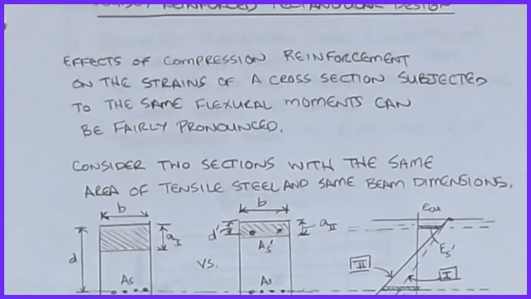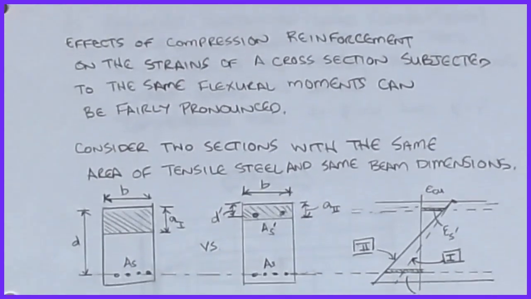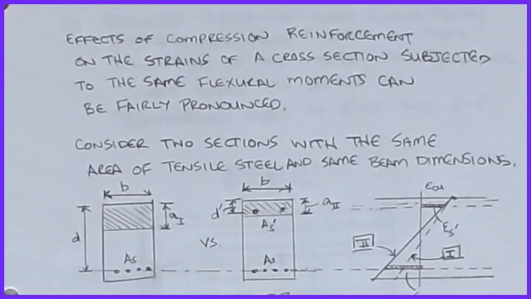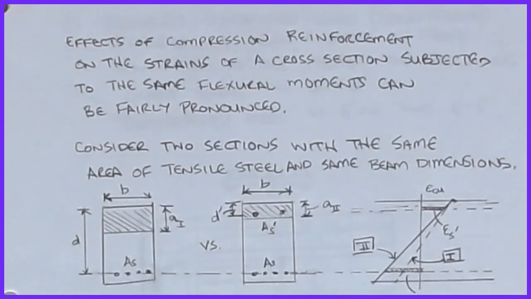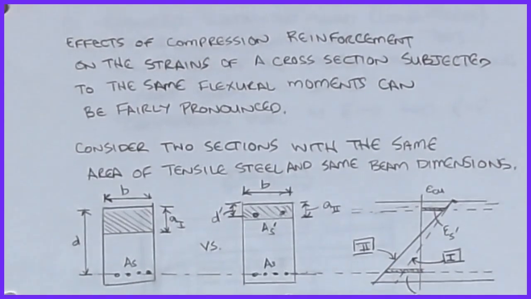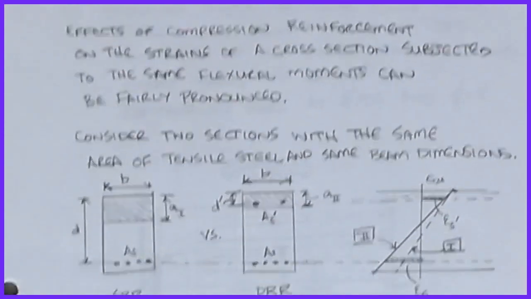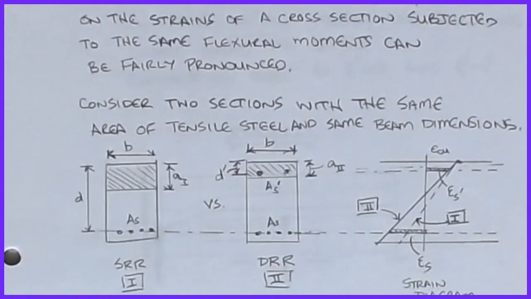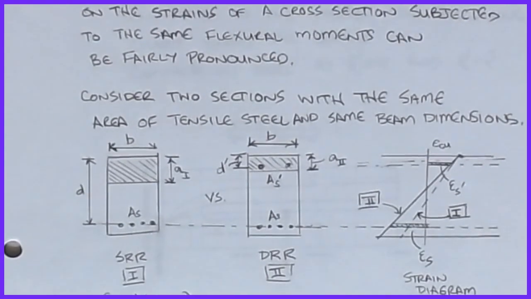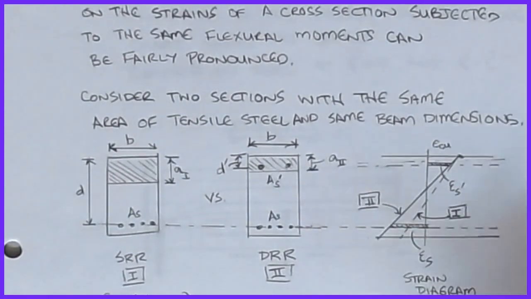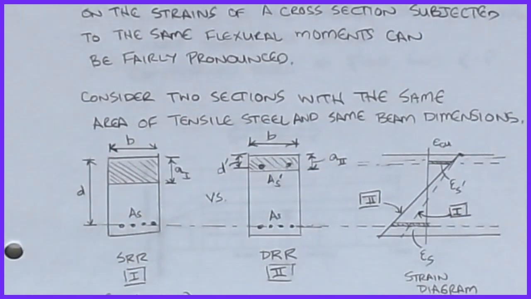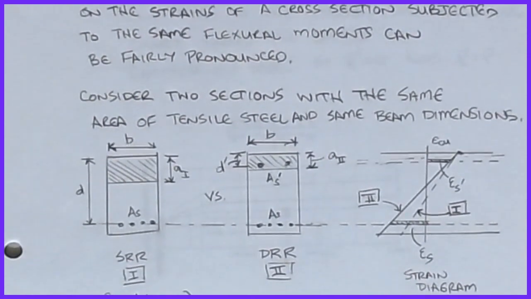All right, so if you recall from last time, we talked about the effects of compression reinforcement on the strains of a cross-section subjected to the same flexural moments. By adding this reinforcing, it can have a fairly pronounced effect on the overall behavior. In fact, we talked about some of the reasons in our last video of what compression reinforcement can do. It can help with long-term deformations. It can actually provide you extra capacity by forcing the tensile steel to yield. And those are all beneficial things for us to be looking at.